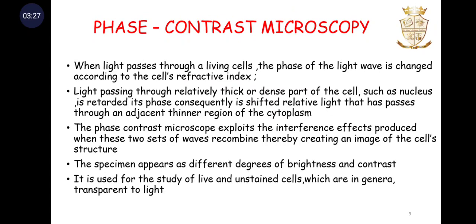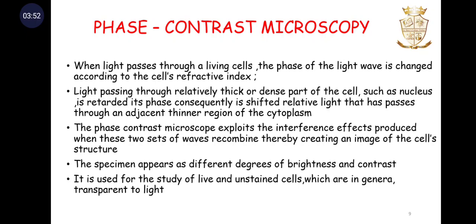Next is phase contrast microscopy. When light passes through living cells, the phase of the light wave is changed according to the cell's refractive index. Light passing through a relatively thick or dense part of the cell, such as the nucleus, is retarded, and its phase is consequently shifted relative to light that has passed through an adjacent thinner region of the cytoplasm. The specimen appears with different degrees of brightness and contrast.